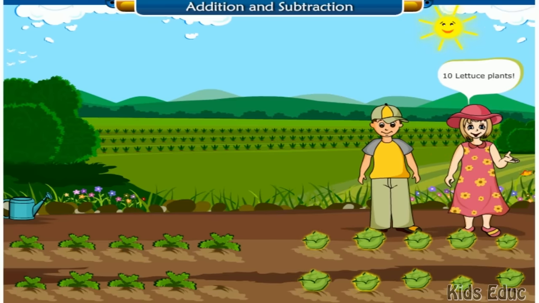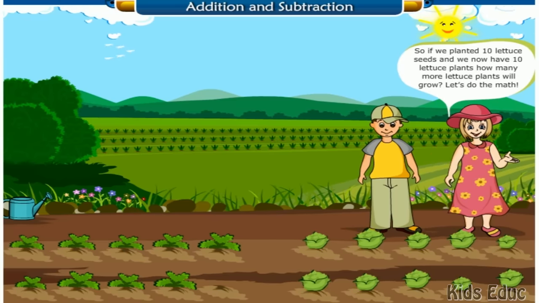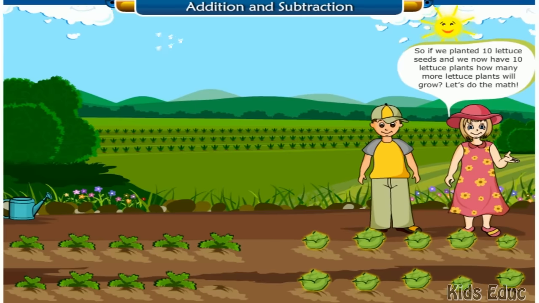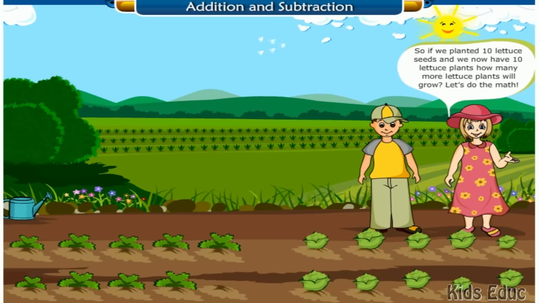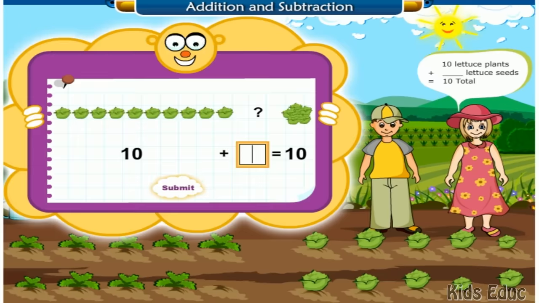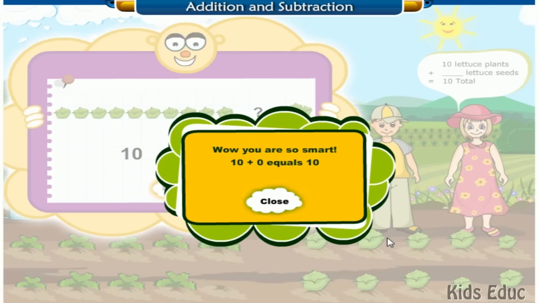10 lettuce plants! So if we planted 10 lettuce seeds, and we now have 10 lettuce plants, how many more lettuce plants will grow? Let's do the math! 10 lettuce plants plus lettuce seeds equals 10 total. Wow, you are so smart! 10 plus 0 equals 10.